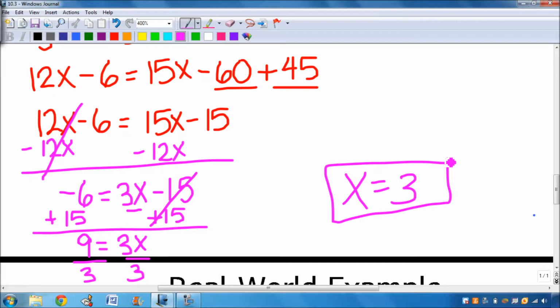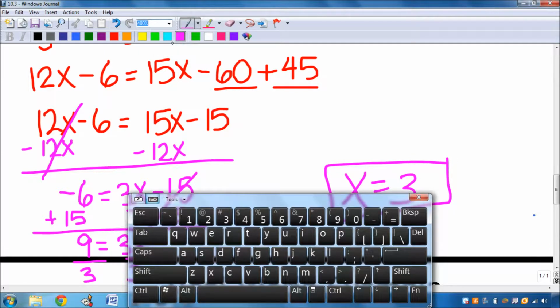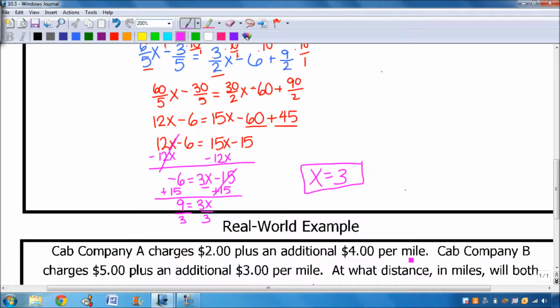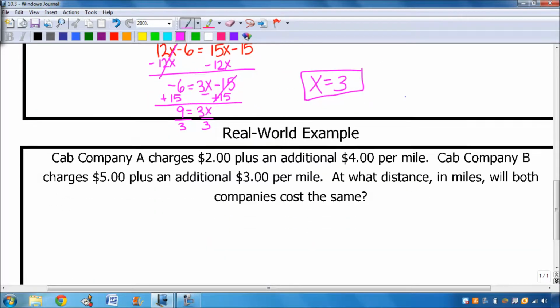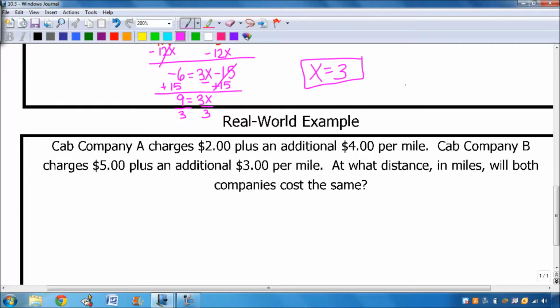Okay? All right, so now let's take a look at our real life example. So it says, cab company A charges $2, so that's key information, plus an additional $4 per mile. Cab company B charges $5 plus an additional $3 per mile. At what distance in miles will both companies cost the same? So I want to know when they're the same.